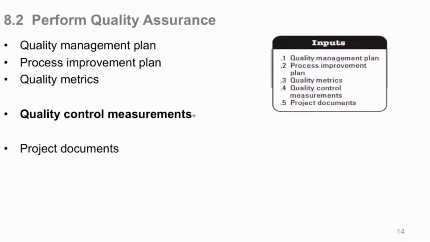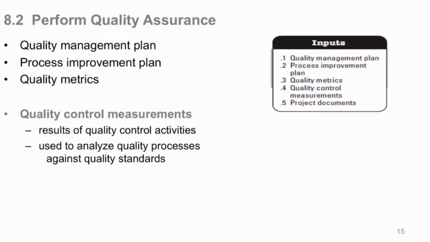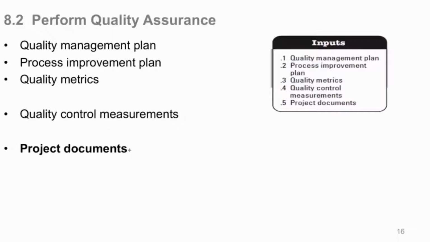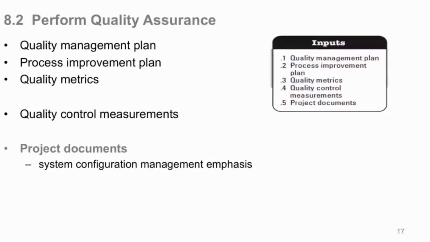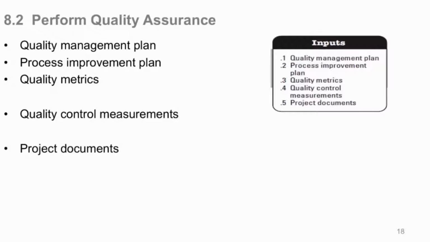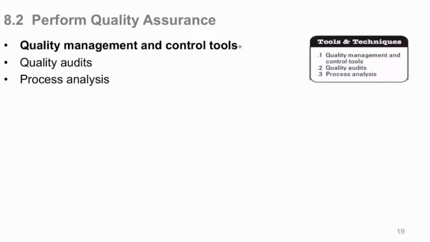Your quality control measurements come in. These are the actual results of 8.3 measuring the process or the deliverable that comes in from your work products, and they're used to analyze quality processes against your standards. Project documents that come in may include some system configuration management documents that you also use to help you apply metrics and look for deviations and things like that. So you have these things coming in, particularly the actual measurements that you've taken.